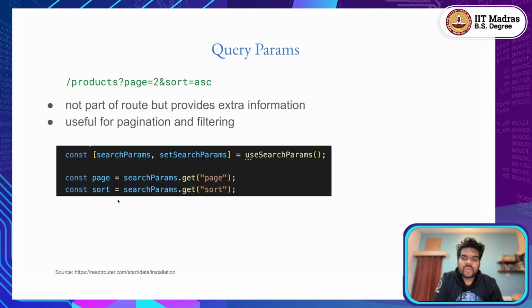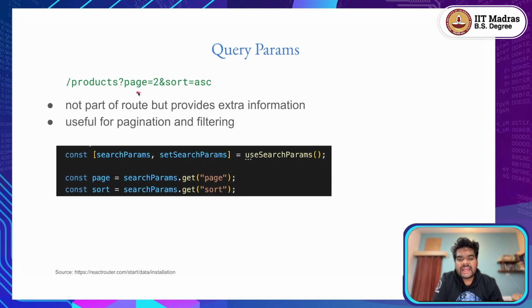We also have query parameters. These query parameters are not really part of the path. Instead, they give certain additional information to it. They are extremely useful for pagination and filtering. In here, you can see in the slash products, we have page equal to 2. So this indicates a second page has been opened and the sorting order is ascending.